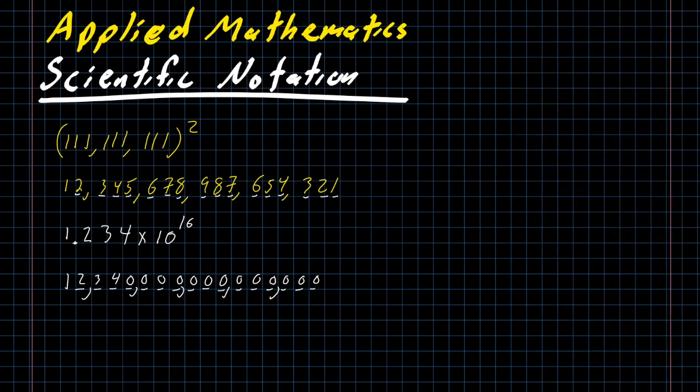I can also do that with small numbers. If I have something like 0.0000375, in order to write this number in scientific notation, I look for the first non-zero number. In this case, it is a 3. I then put in a decimal point, and I include the rest of the numbers that I have, 7, 5.